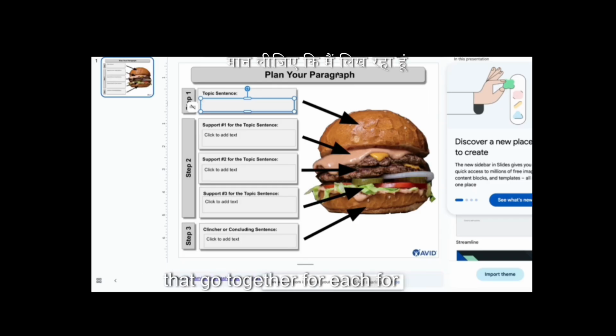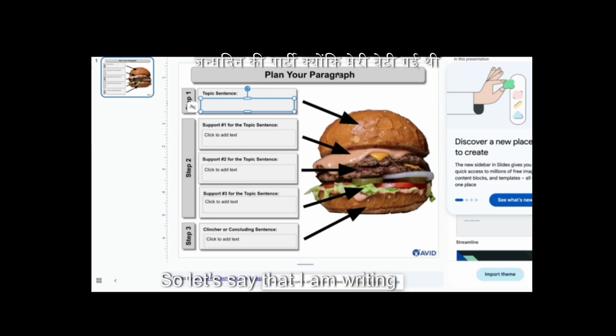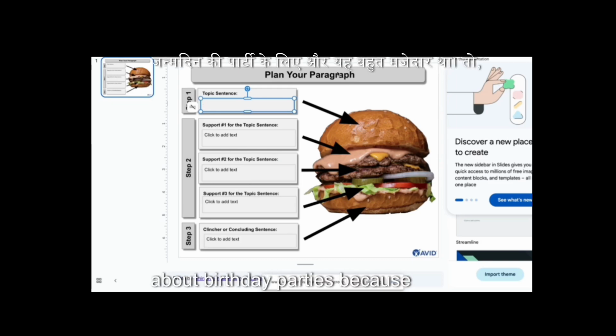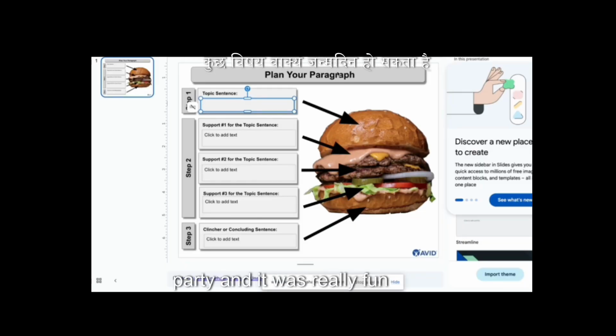So let's say that I am writing about birthday parties because my daughter went to a birthday party and it was really fun. So my topic sentence, let's say this is a narrative. In other words, I'm telling a story. So my topic sentence can be, the birthday party was fun.